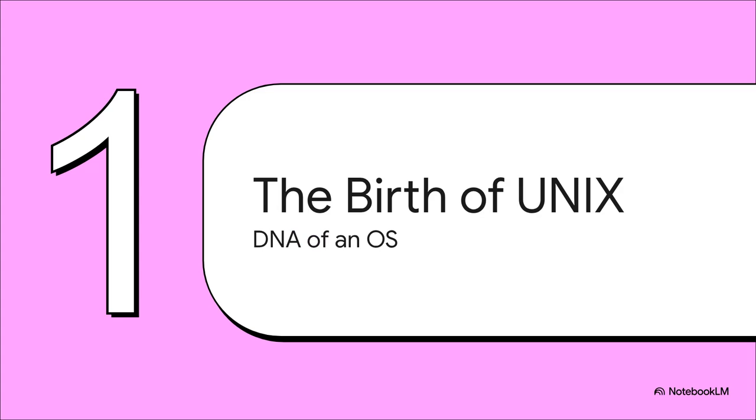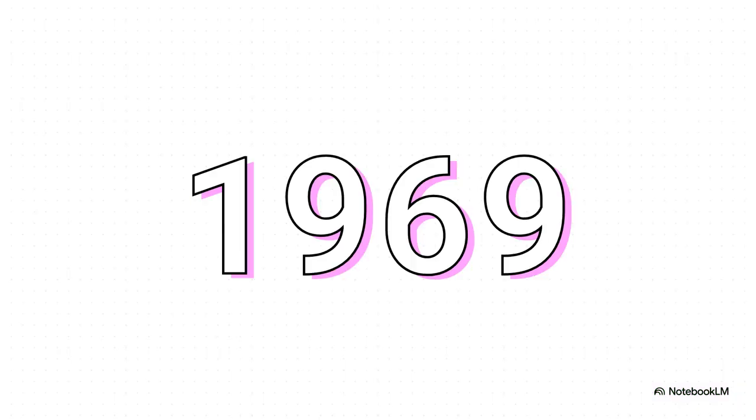Section 1. The birth of Unix, the DNA of an operating system. Think back to 1969. While the whole world was glued to their TVs watching the moon landing, Ken Thompson and Dennis Ritchie were over at Bell Labs quietly birthing Unix. You have to remember, this was an era of massive, room-sized computers that could really only handle one single task at a time. But these two, they built something entirely revolutionary. They laid down a foundation that was just incredibly ahead of its time.